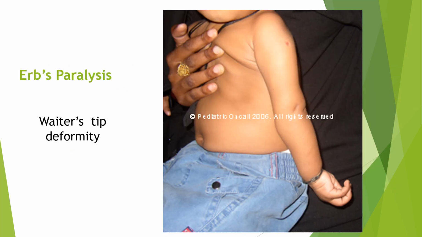This position of the hand in the Erb's paralysis is called as waiter's tip position, porter's tip position, or policeman's tip position. There is medial rotation, adduction of the arm, extension at the elbow, pronation of the forearm, and the fingers are left as if a policeman is asking for a tip. And hence it's called as policeman's tip hand.